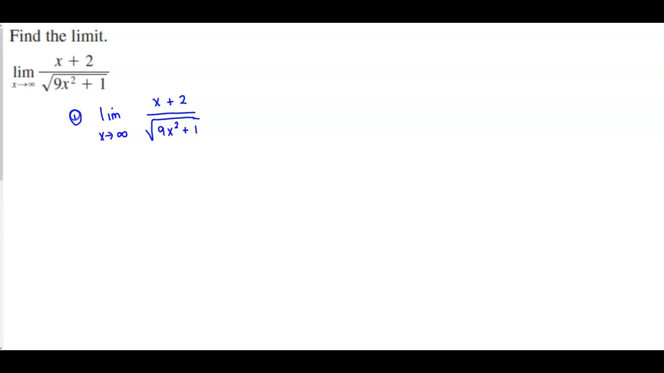Okay, so if we take a look at the numerator and denominator, we want to make sure that we can multiply the numerator by 1 over x. In the denominator, we can also multiply that by 1 over x. But I want to take the time to show you something when you're dividing 1 over x by the square root of 9x squared plus 1. If we multiply the square root of 9x squared plus 1 by 1 over x, we're going to end up getting the square root of 9x squared plus 1 over x.